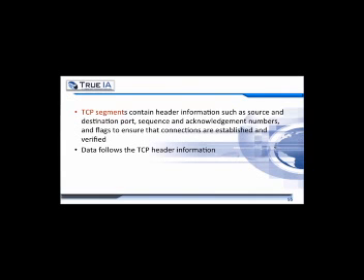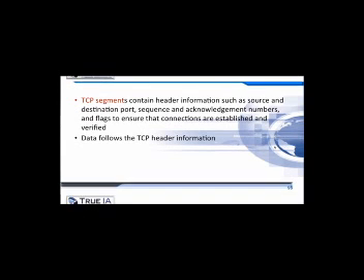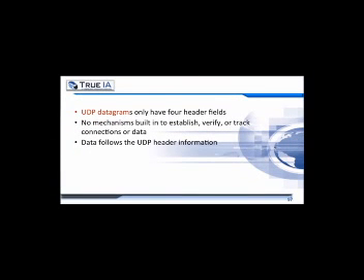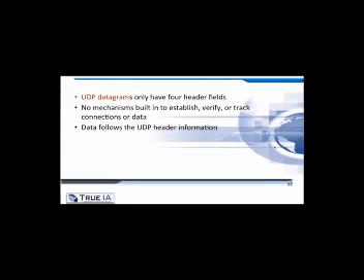So each TCP segment contains a header of information, such as the source and destination port, the sequence and acknowledgement numbers, and flags to ensure that connections are established and verified. Data follows that TCP header information. With UDP datagrams, they only have 4 header fields. No mechanisms are built in to establish, verify, or track connections. And after those 4 fields, your data will follow that UDP header information.